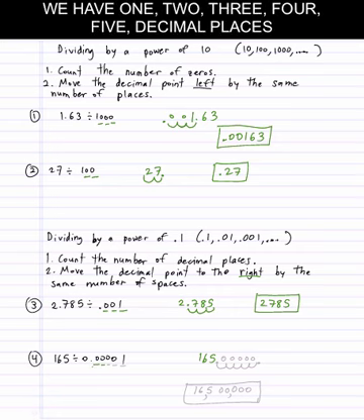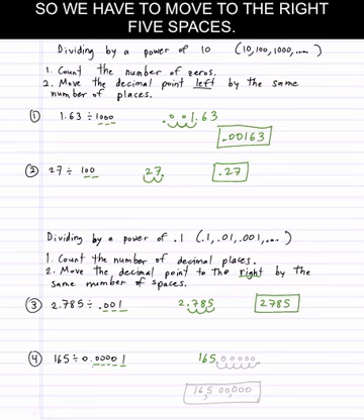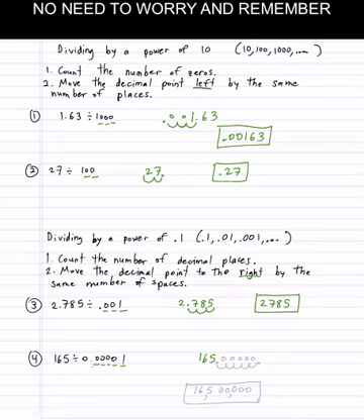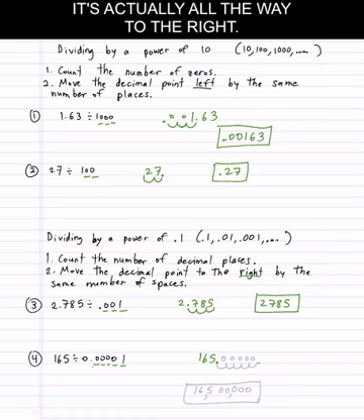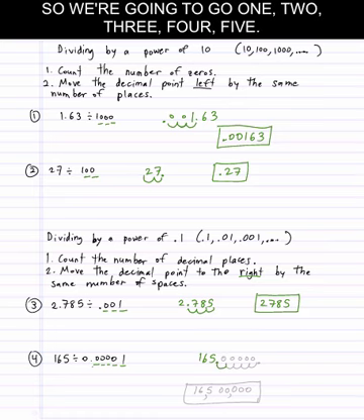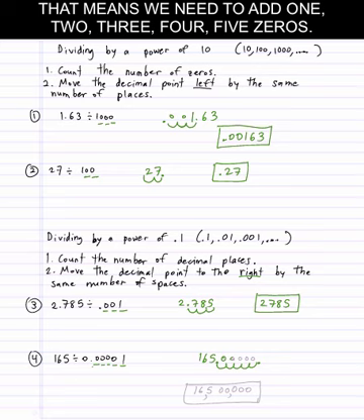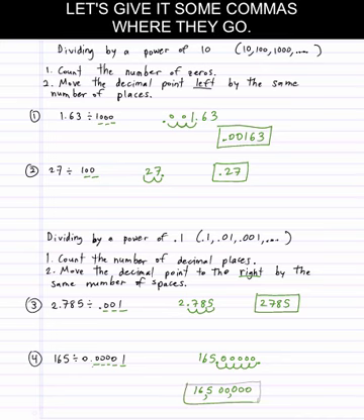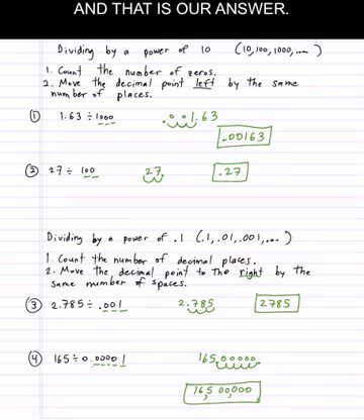We have 1, 2, 3, 4, 5 decimal places, so we have to move to the right 5 spaces. However, I don't see a decimal point. No need to worry. Remember, it's actually all the way to the right. So we're going to go 1, 2, 3, 4, 5. That means we need to add 1, 2, 3, 4, 5 zeros. So this problem, the answer looks like this. Let's give it some commas where they go. And that is our answer.